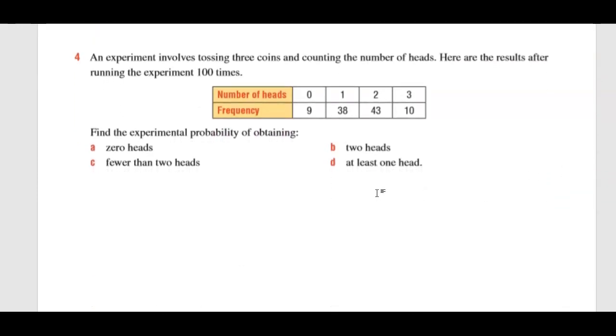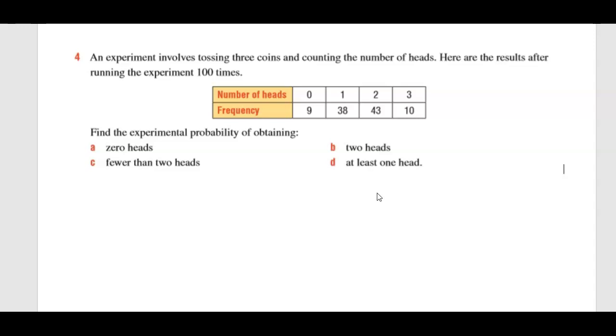All right, question 4. An experiment involves tossing 3 coins and counting the number of heads. Here are the results of running the experiment 100 times. So this is experimental probability, what I was talking about before. We know that the likelihood of getting a head would be 0.5 or getting a tail would be 0.5, but experimental probability will slightly differ because it's what's actually happened. You might flip a coin 100 times and your friend next to you does the same thing, and hers might differ to yours, but you'd be very, very close.